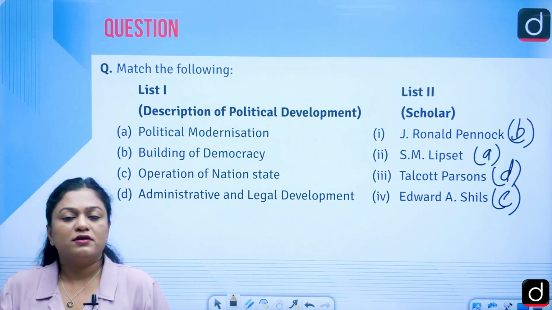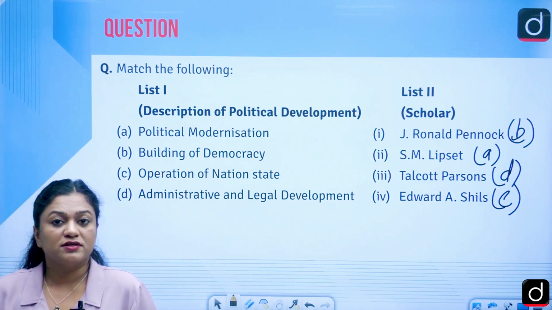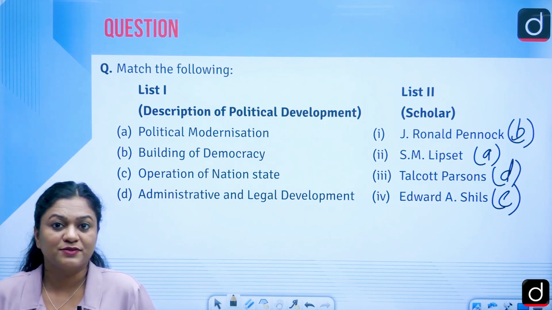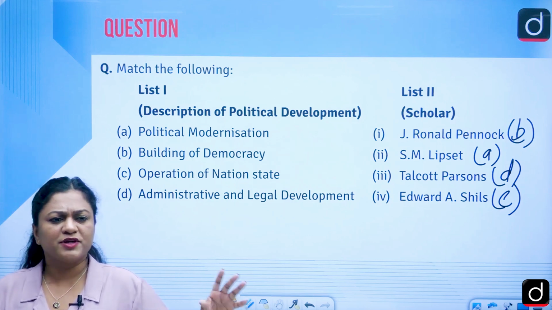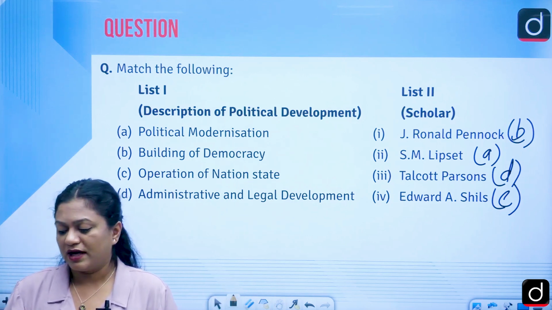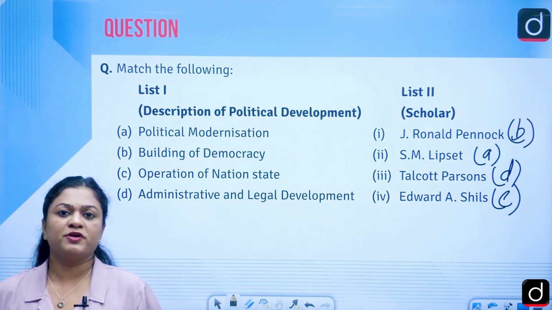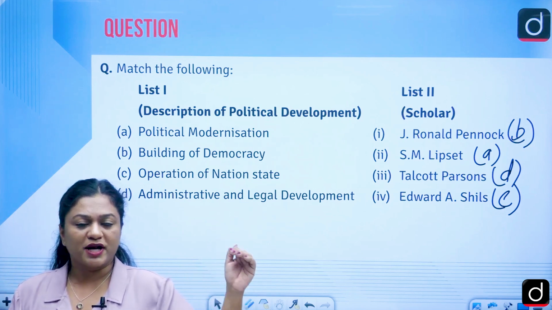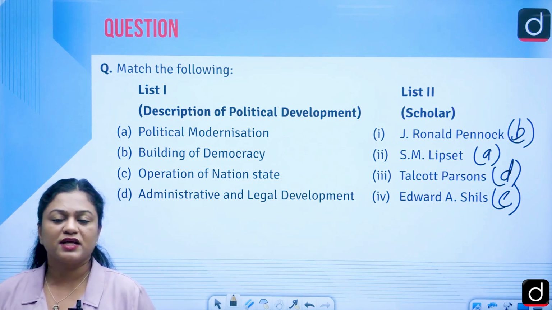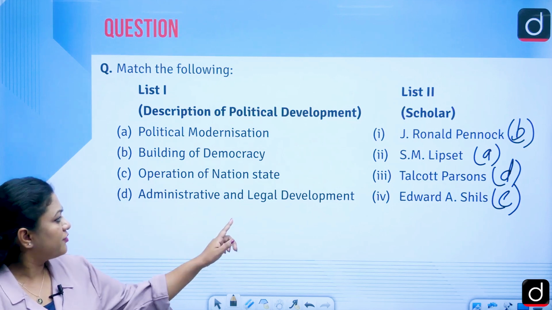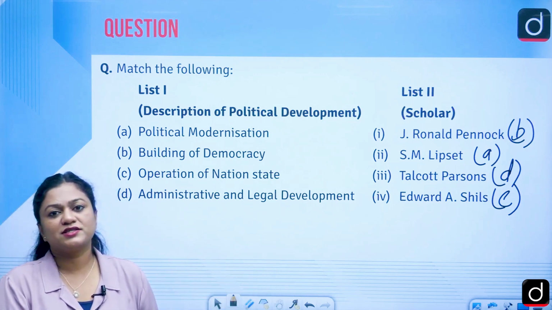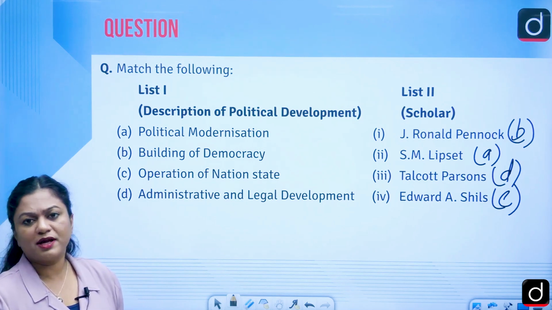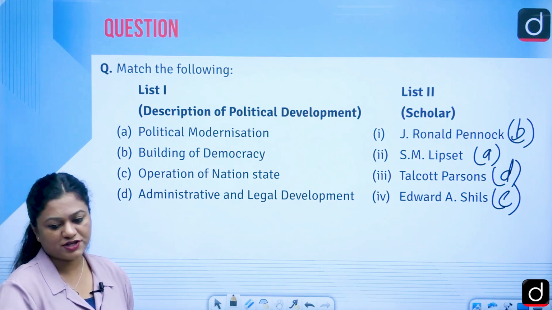Very importantly, Edward Shils is a thinker who is associated with the ideas of primordial nationalism. I am giving you additional information because when you study nationalism, you come across theories like primordialism, perennialism, modernism, instrumentalism. Edward Shils is associated with the primordial view or primordial approach to theories of nationalism.